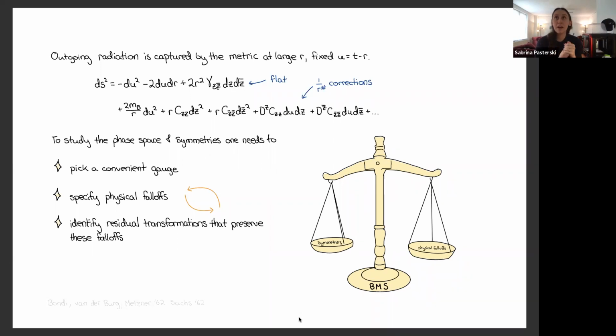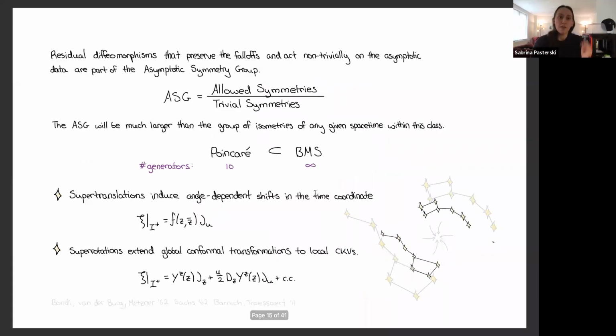The problem is that one already knows that one can't look at actual isometries of the metric, but one can hope that, because I am now looking at something that preserves a class of fall-offs, so it's in principle a much larger symmetry group, I could still have Poincare in it. But amusingly enough, you actually get much more than Poincare. So the asymptotic symmetry group is going to be amongst these residual diffeomorphisms that preserve that 1/r set of fall-offs that I wrote on the previous slide, the ones that act non-trivially on the boundary data.